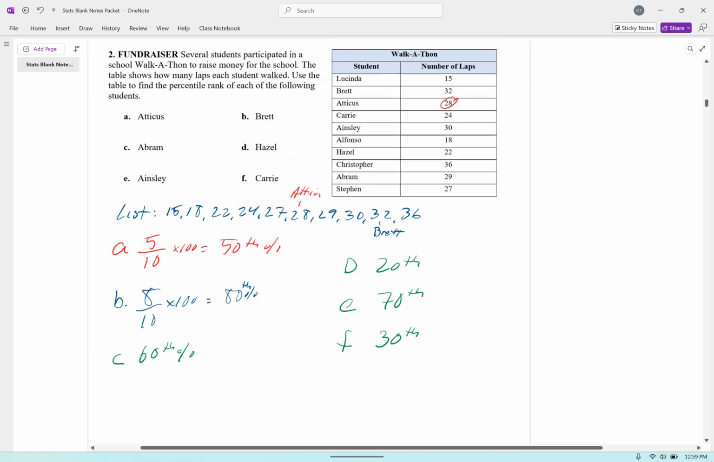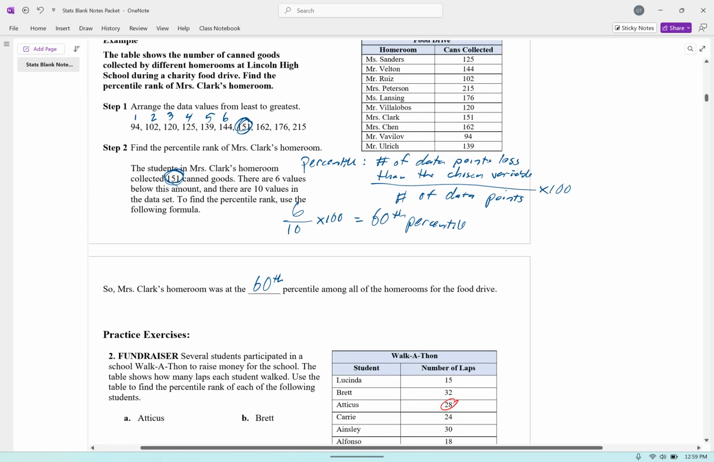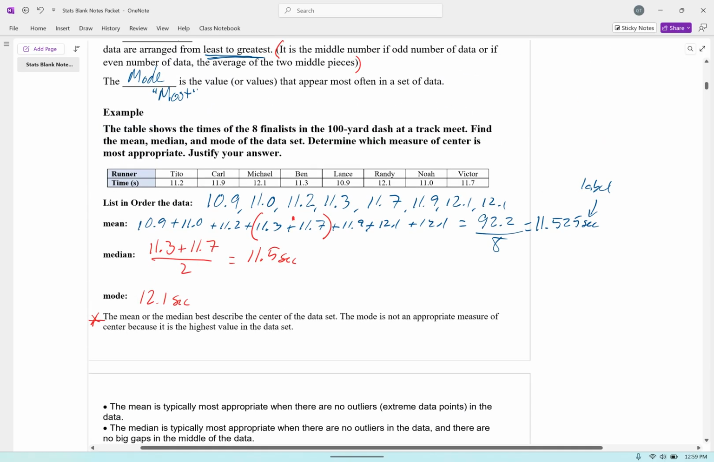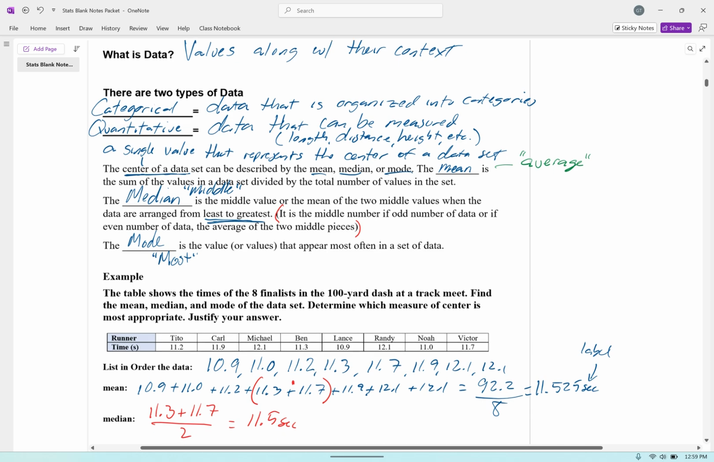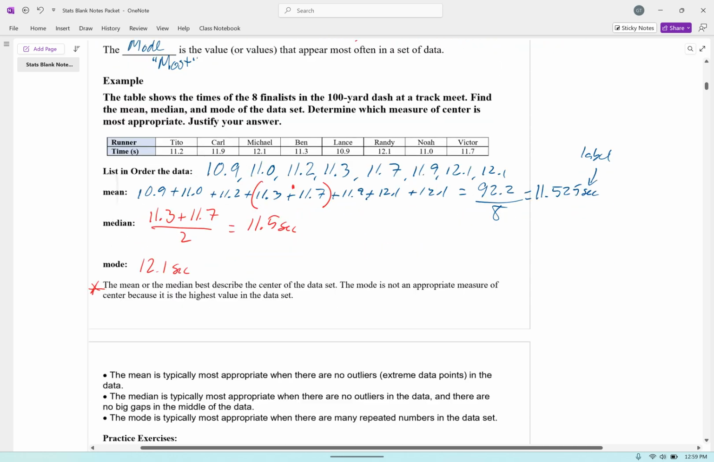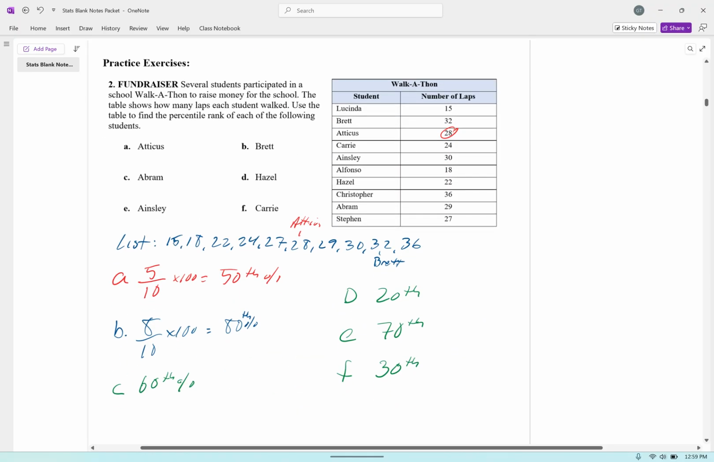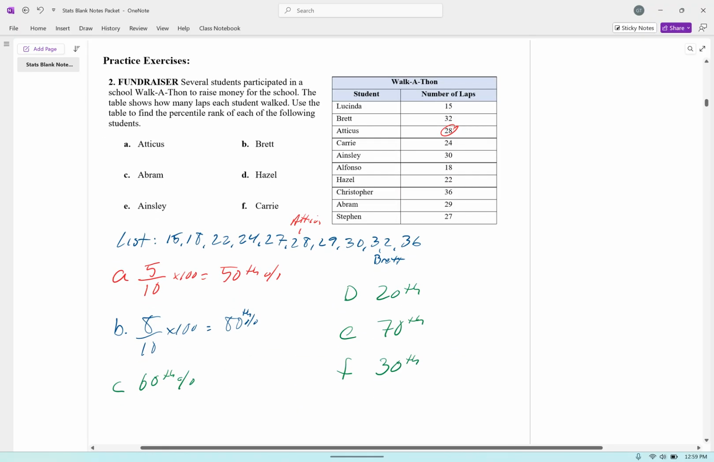All right, and so that is all the notes for this. Okay, go back and check yourself. Make sure it's filled in and that you understand how to answer these questions on a scratch sheet of paper. And then I would say you have a pretty good understanding of mean, median, mode, centers of data, and percentiles.